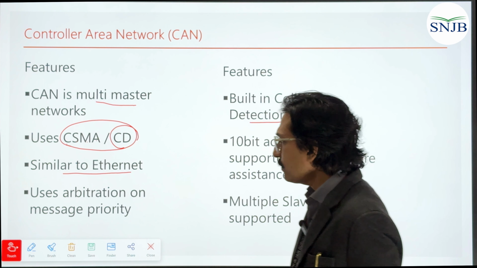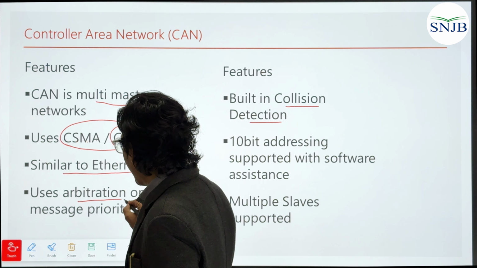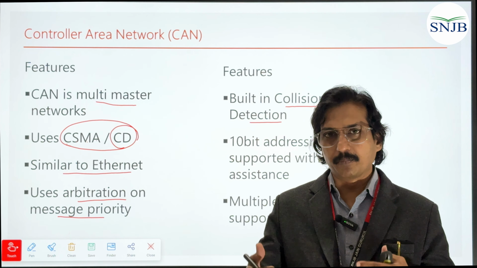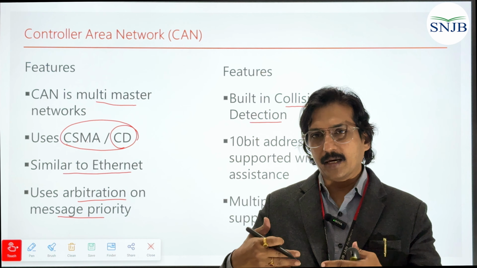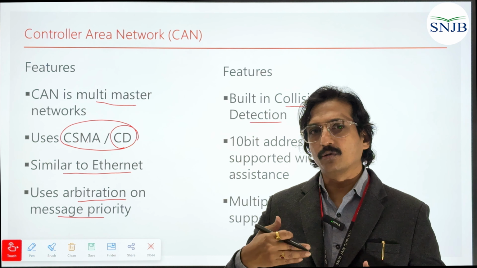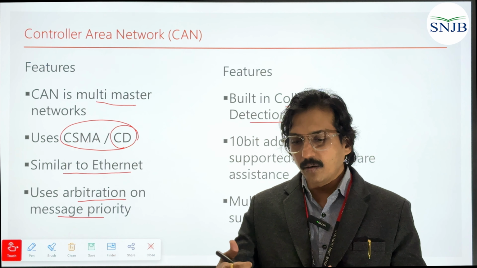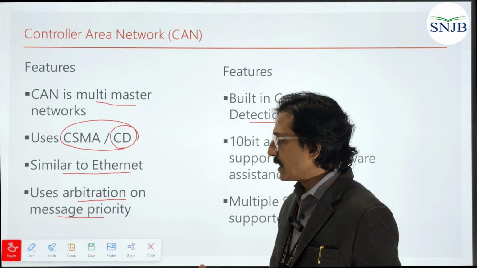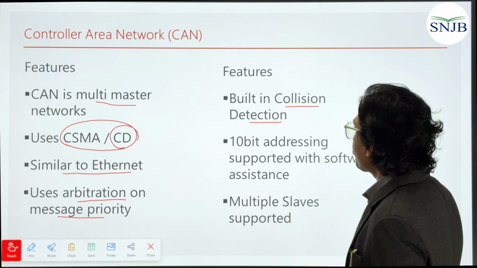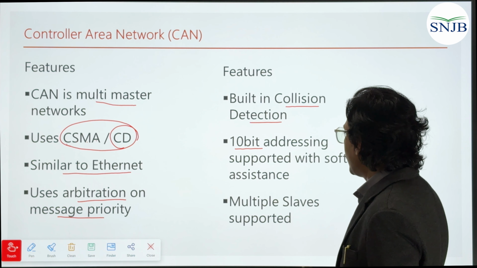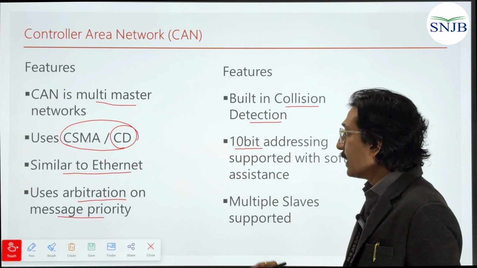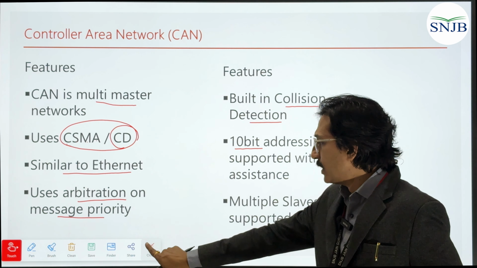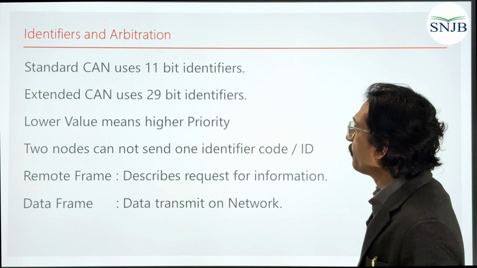It uses arbitration on the message priority. Arbitration means the hierarchy of levels, message levels. So when a master is going to transmit, it comes from the higher layer of arbitration to the lower layer of the network. So this is treated as arbitration. It supports 10-bit addressing, and as I already mentioned, as it supports multiple masters, it has support for multiple slaves. So these are the simple features of the CAN controller.